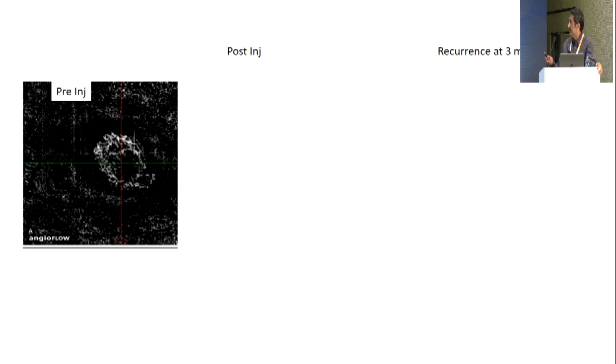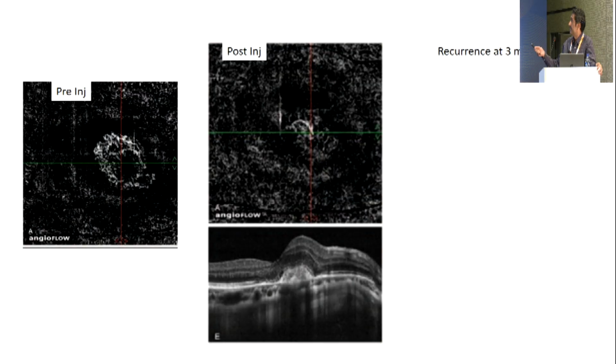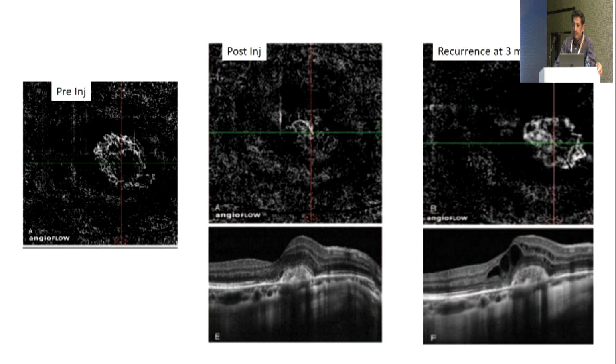This is the same patient, this is the pre-injection, this is post-injection. You can see the vasculature has come down, and there is also some improvement. And the patient had a recurrence. This time FFA was not done. The OCTA itself shows the pattern of the vasculature has changed, and this is the corresponding OCT.